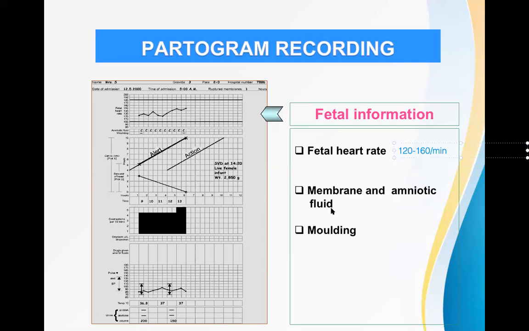If it is normal, you are relieved. If it is meconium stained, you probably have to hurry up. As soon as possible, the baby should be taken outside.